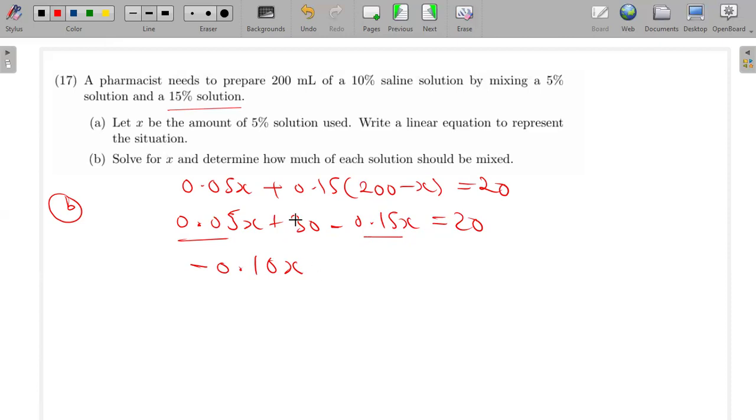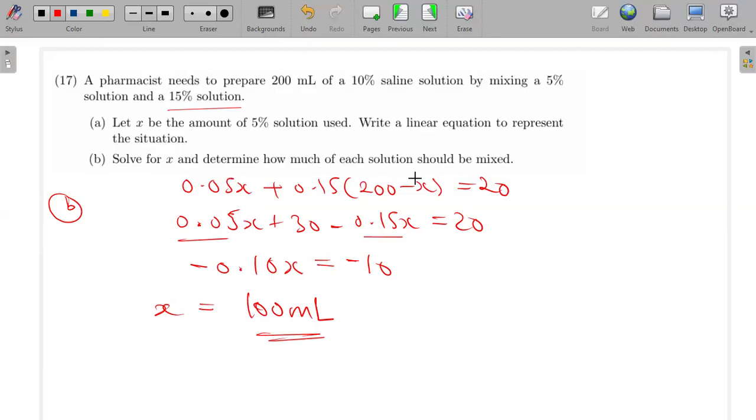The other part that remains, the 30 goes to the other side. Then I just have 20 minus 30, which gives me negative 10. Then I can divide both sides by negative 0.1. Then my x is just going to be 100 milliliters, because they're telling me how much of that solution. So we solved for the amount of the 5% solution, and that is 100 milliliters that was used.